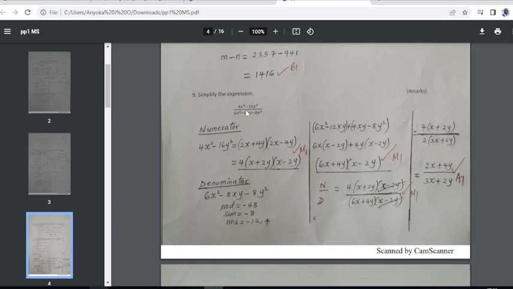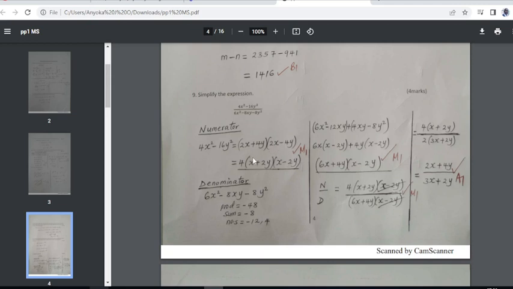Numerator: 4x squared minus 16y squared. The two terms are each a square. 4 is a square, x squared is a square, 16 is a square, y squared is a square. So we factorize. We normally take the square root of the first term, 2x, plus the square root of the second term, 4y, into bracket, and then 2x minus 4y. The terms are the same, but we change the sign.